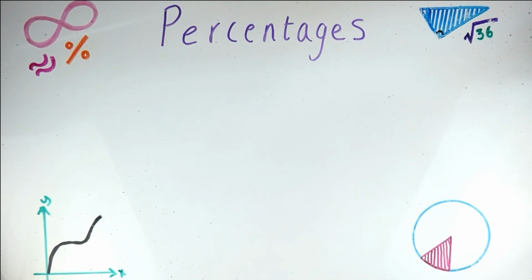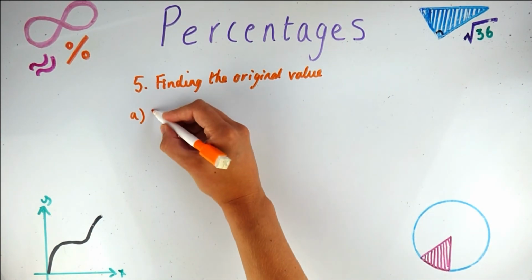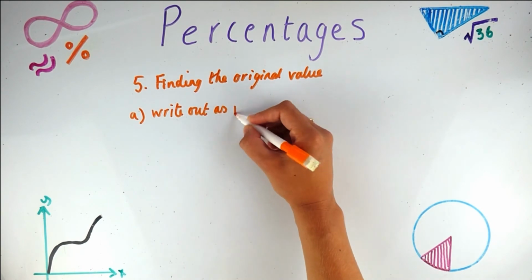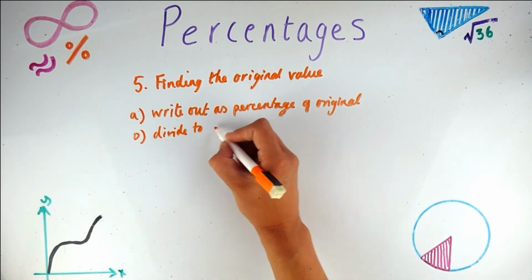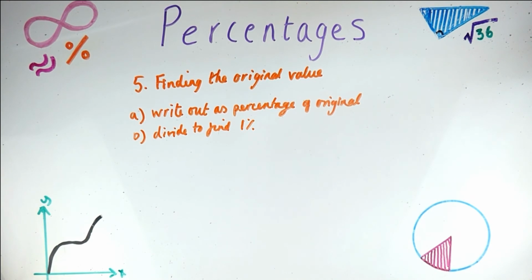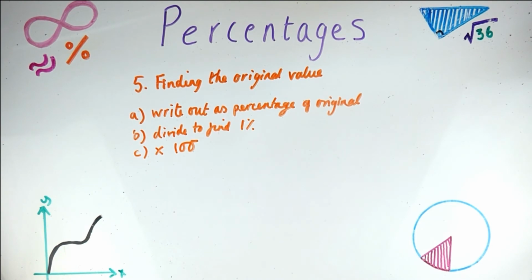Okay, so our final type of percentage question is finding the original value. Now these ones can seem quite tricky, but if you just follow these 3 steps I'm going to go through now, you should be absolutely fine. The first step is to write out percentage of original. Second step is to divide to find 1%. And the final step is multiply by 100, and that's to find 100%.